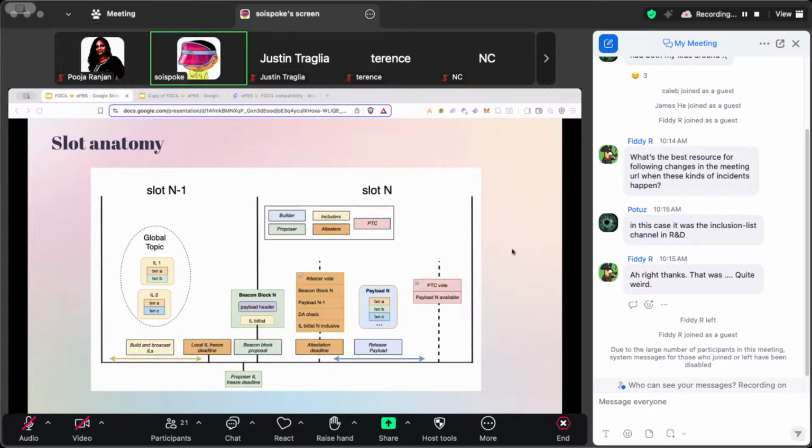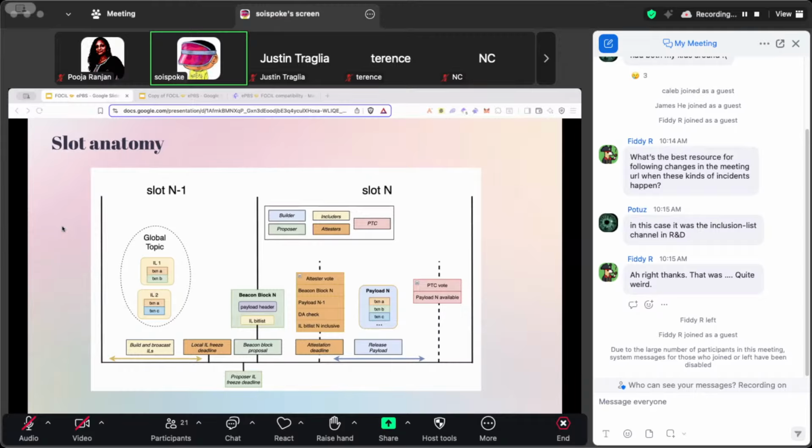So then the attesters of slot N will vote for the beacon block N, again depending on a bunch of conditions. The first condition is that the block builds on a valid head, according to the attester's view of the fork choice. The fork choice rule again incorporates the PTC votes from slot n-1. Then another condition is that the payload for slot n-1 satisfies its own IL conditions.